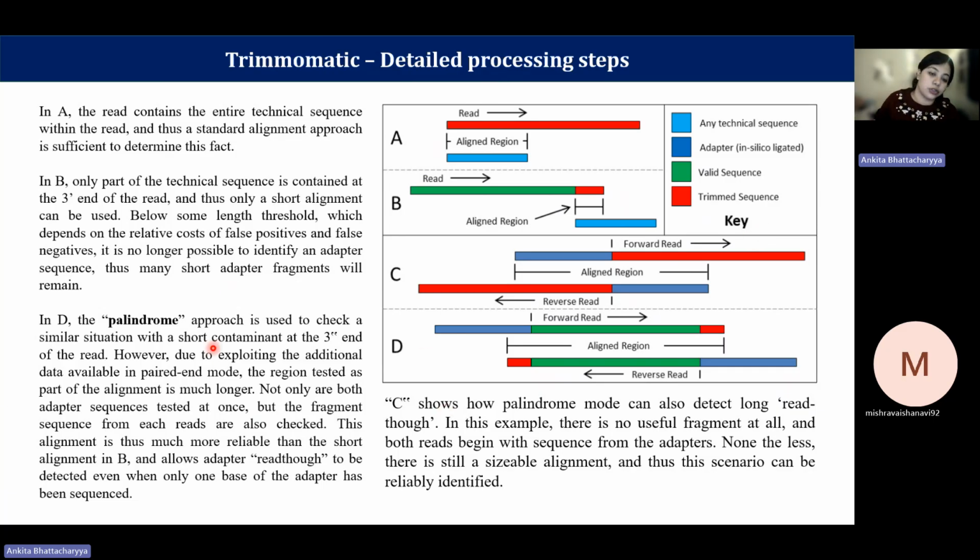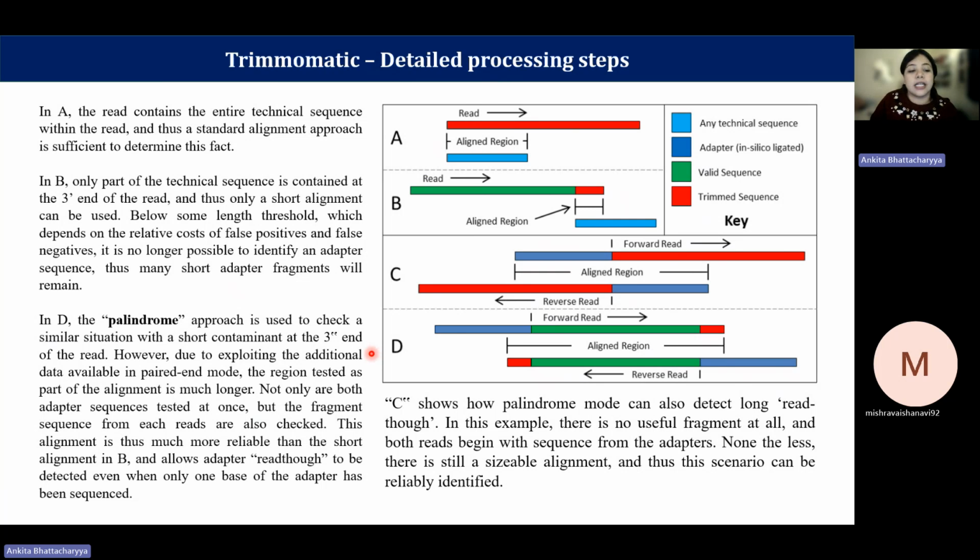Keep in mind the palindrome approach is applicable specifically only when you're using paired end reads, where you have two reads which overlap with each other, and therefore you are much more confident in trimming your data. In this panel, the palindrome approach is used to check a similar situation with a short contaminant at the 3' end. If you have a small sequence, which is your junk DNA or your adapter DNA, then using this palindrome approach, what happens?